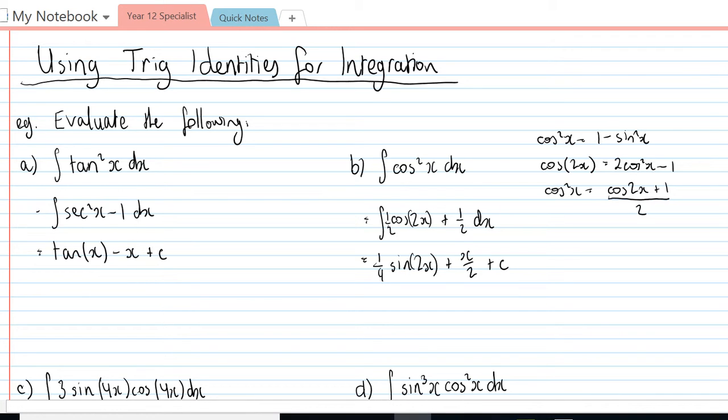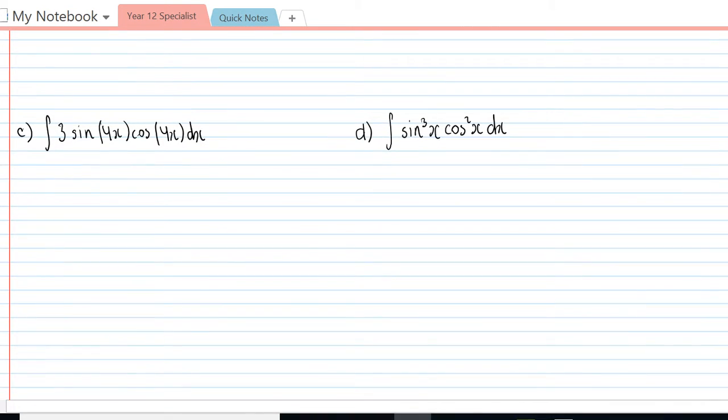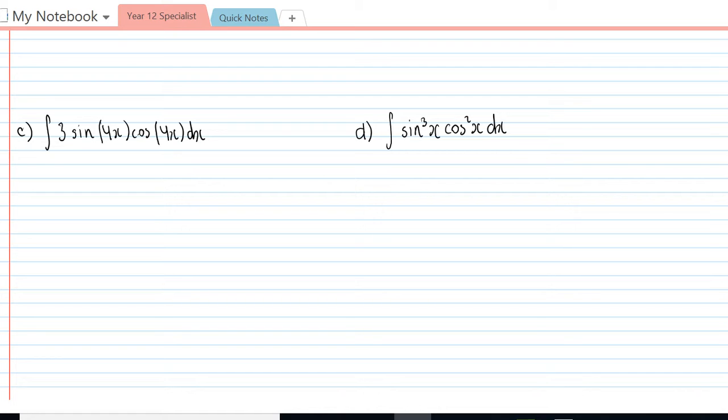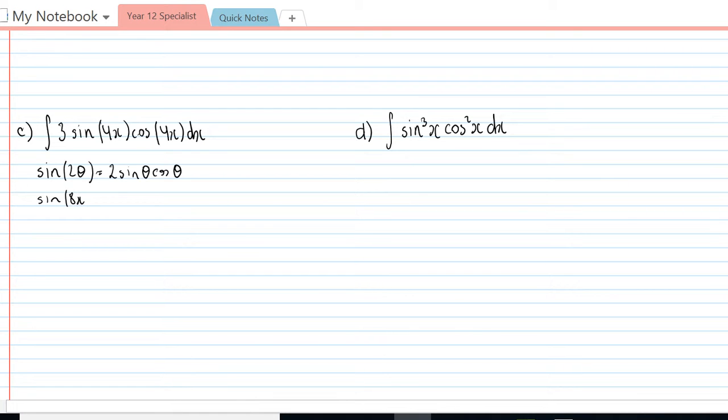Rightio. So on to the third example. And we have a pretty horrible looking expression there. What I'm noticing is that we have a sine 4x and a cos 4x, which comes back to the double angle formula for sine, which says sine of 2 theta equals 2 sine theta cos theta. And so what we know then is that sine of 8x must be 2 sine of 4x cos of 4x.